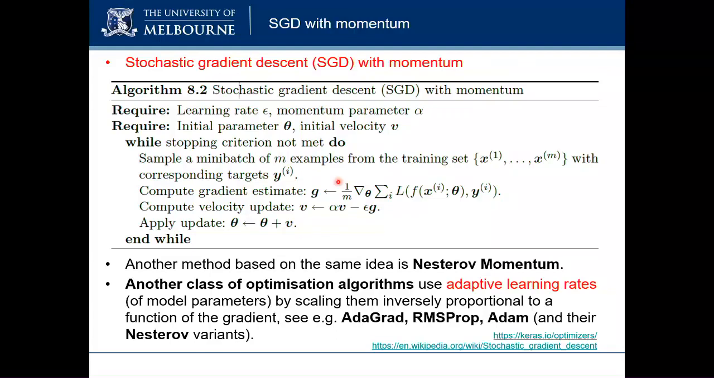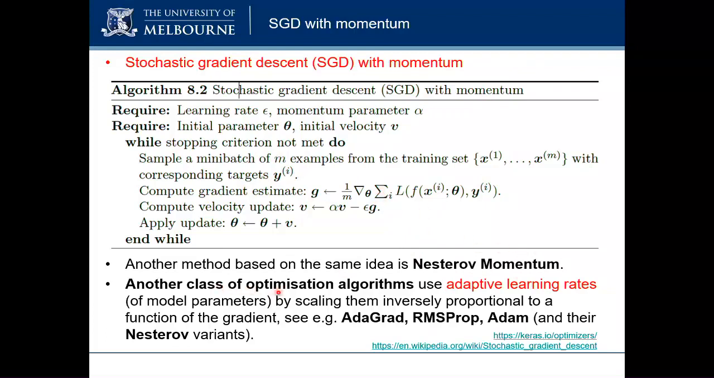There are other methods that are based on the same idea. There's the Nesterov momentum. Nesterov is a good mathematician, an expert in optimization. He has done very good work in convex optimization. Although all these methods are applied to non-convex optimization problems, they start from convex optimization ideas and apply them. So the Nesterov momentum is a bit of a variant of the momentum.